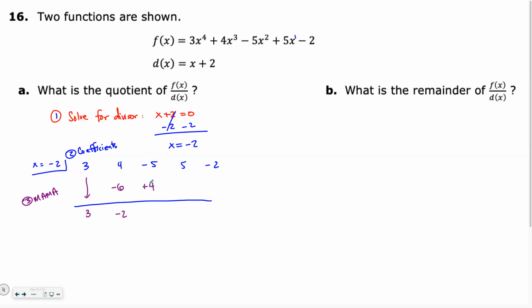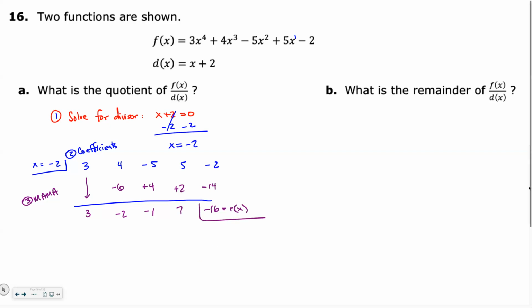You add those. -5 plus 4 is -1. -1 times -2 is +2. Add, 7 times -2 is -14. You add. -16. This is what we call the remainder.